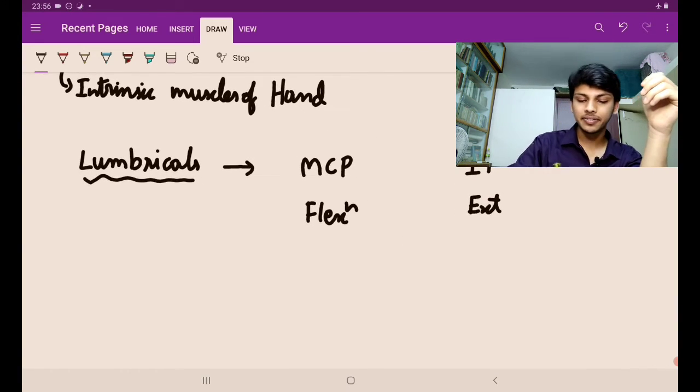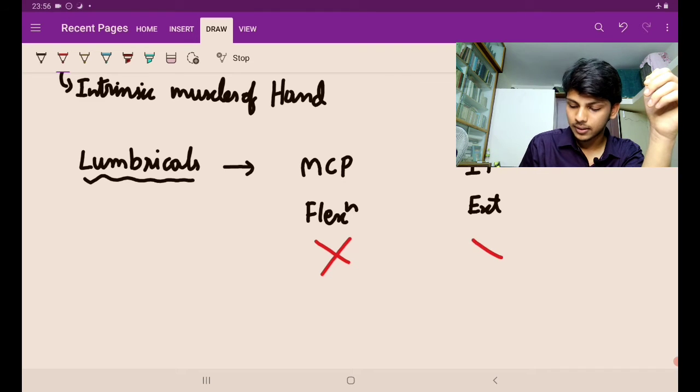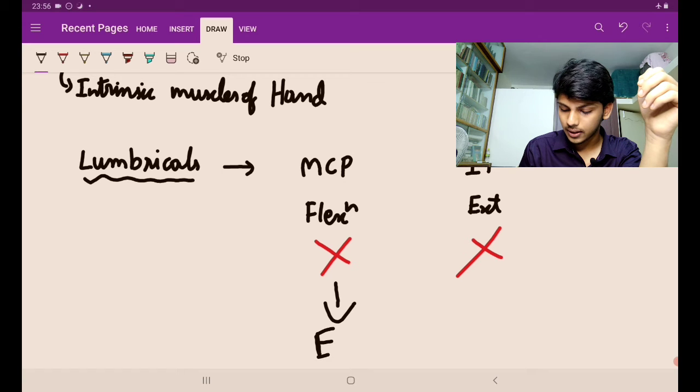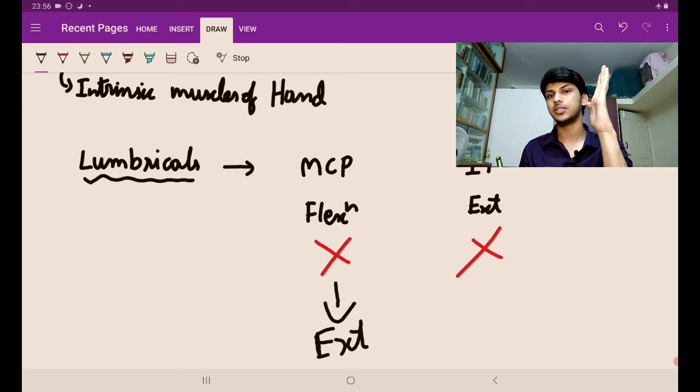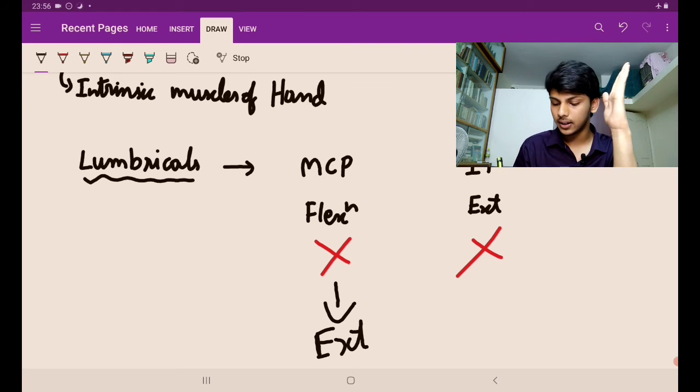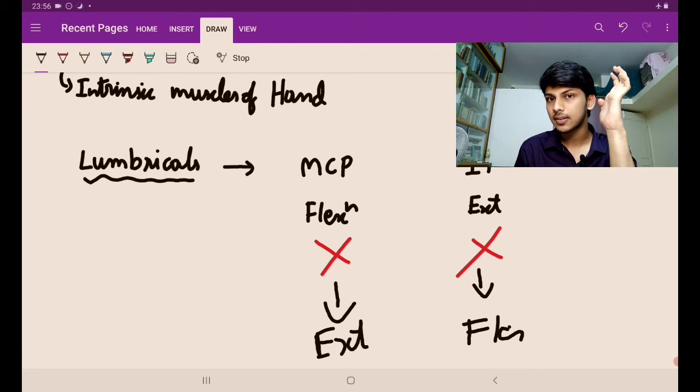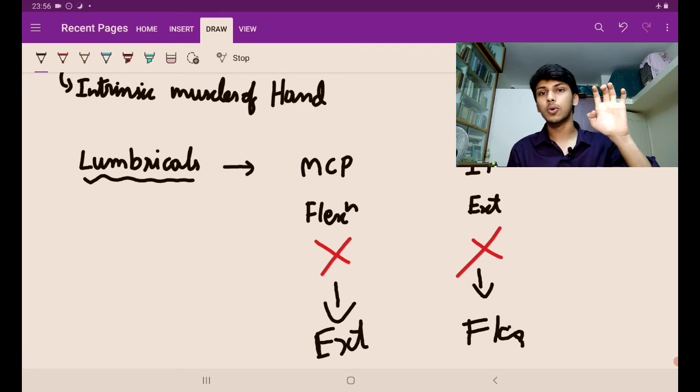See here, if this action of the lumbrical does not happen, what happens if flexion doesn't happen? Extension of the metacarpophalangeal joint. It was like this, and it became like this. Then if extension of the interphalangeal joint can't happen, what will happen? Flexion, like this. So what does it look like?